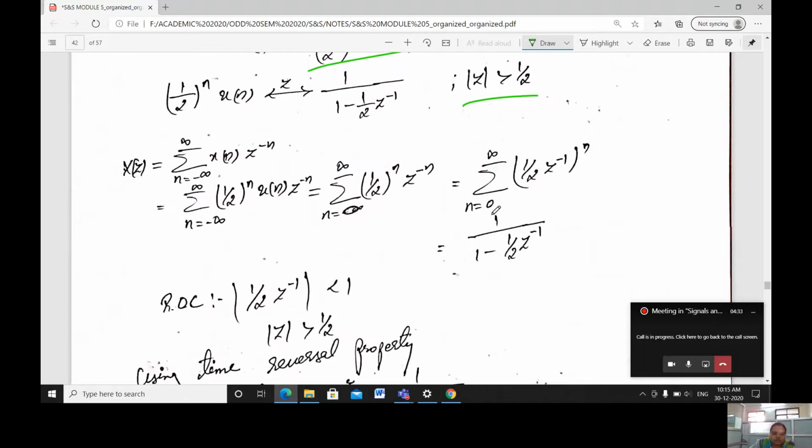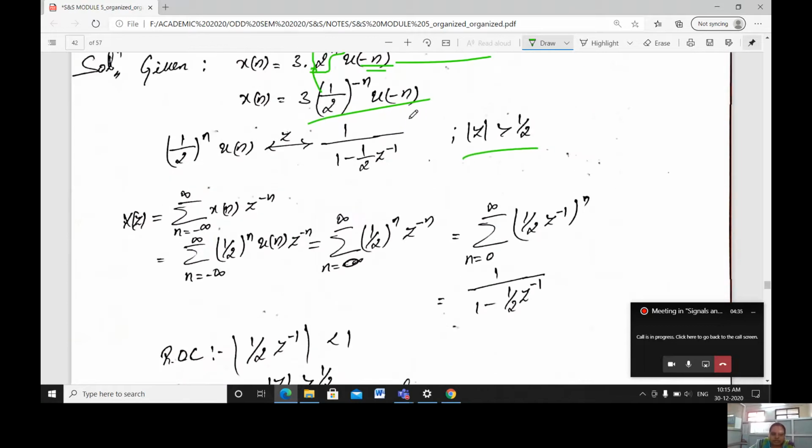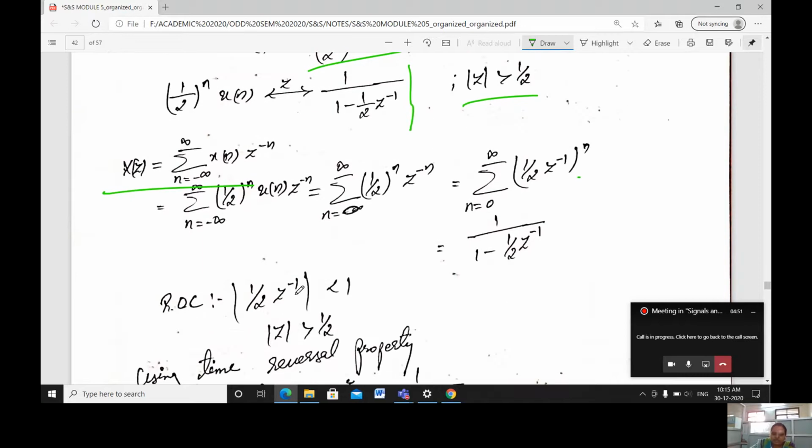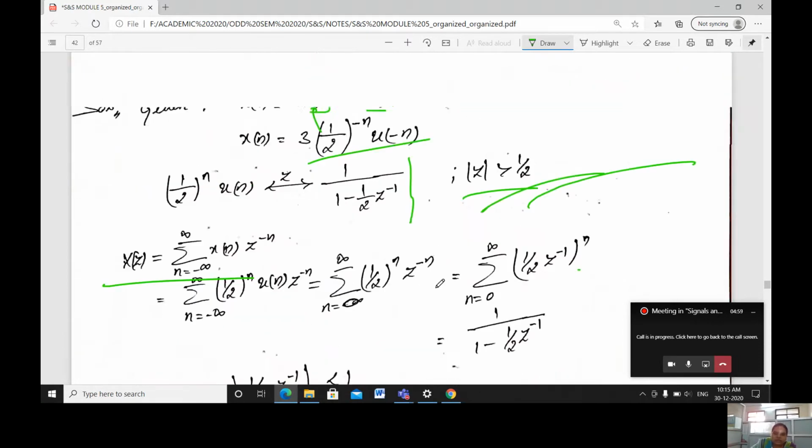How do you get this? I showed it here. You have to use your Z transform equation, put x of n as 1 by 2 power n u of n, apply the limit based on the u of n function, then use the formula. You will get 1 divided by 1 minus 1 by 2 Z inverse. The region of convergence is mod of 1 by 2 Z inverse less than 1. Therefore, mod of Z is greater than 1 by 2.